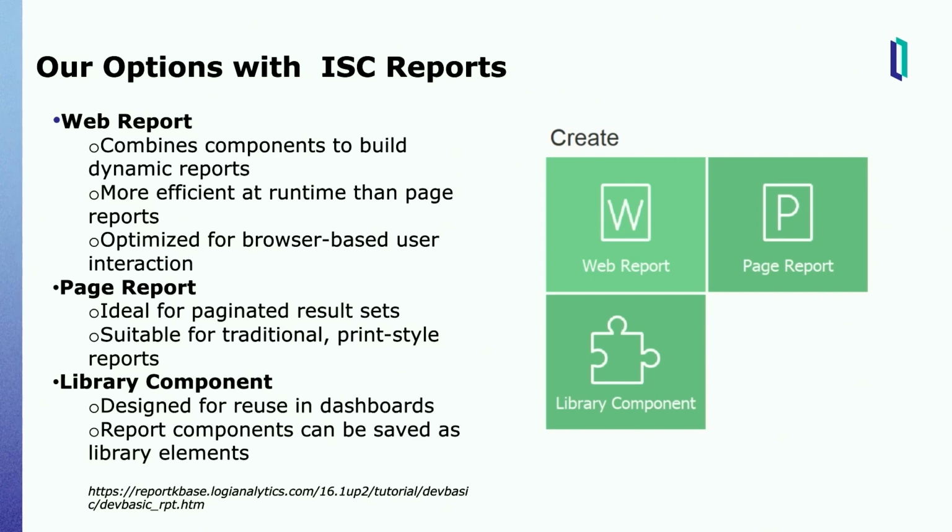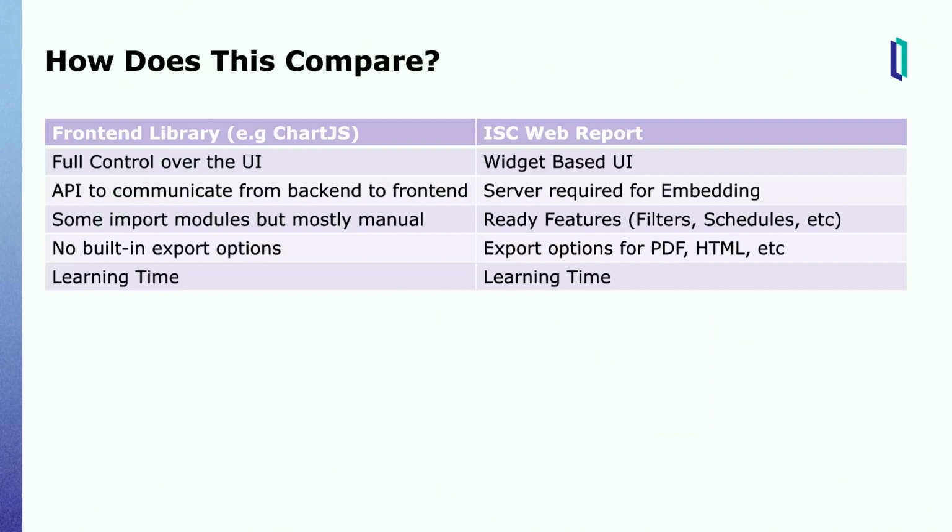The bottom one there, library components, is also an option if you want to make a component that can be used across different reports. And then on this front, we had to choose between, okay, we have IC reports, what else exists out there as an option? Well, the real other option for us would be to just pick any sort of front-end library that is tailored towards charts, for example, Chart.js.